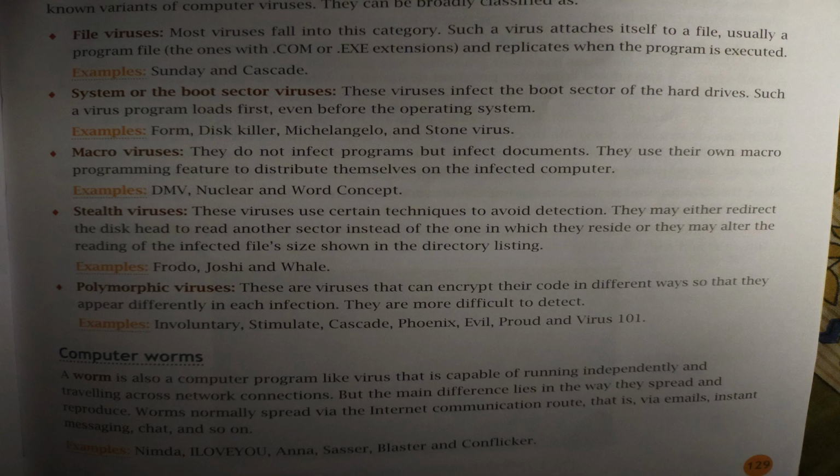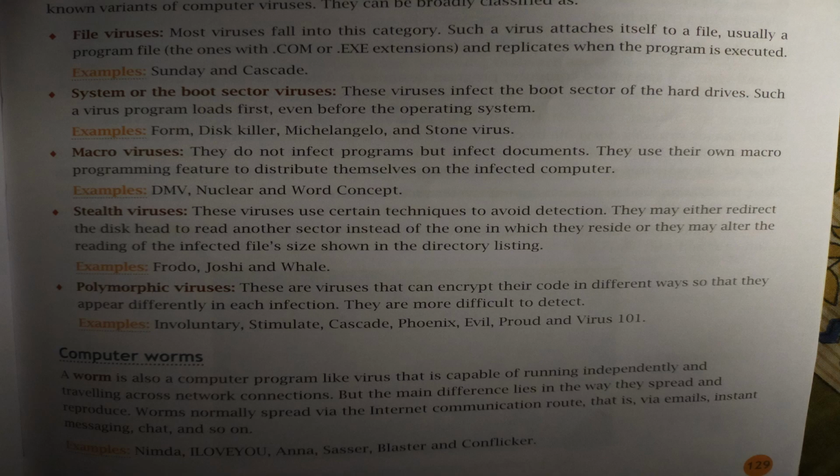Last one, polymorphic viruses. These are viruses that can encrypt their code in different ways so that they appear differently in each infection. They are more difficult to detect. Examples, Evolutionary, Stimulate, Cascade, Phoenix, Evil, Proud, and Virus 101.